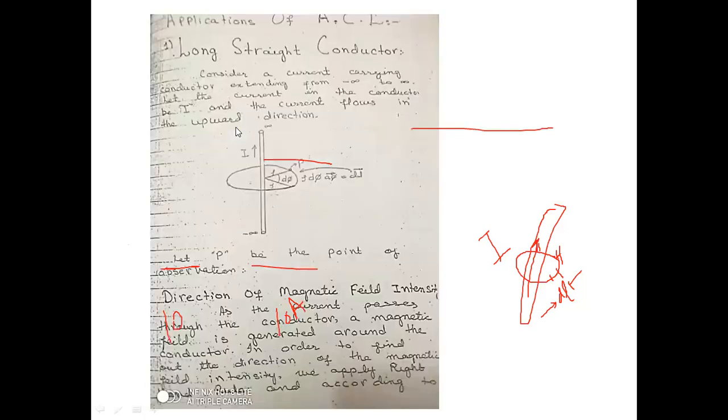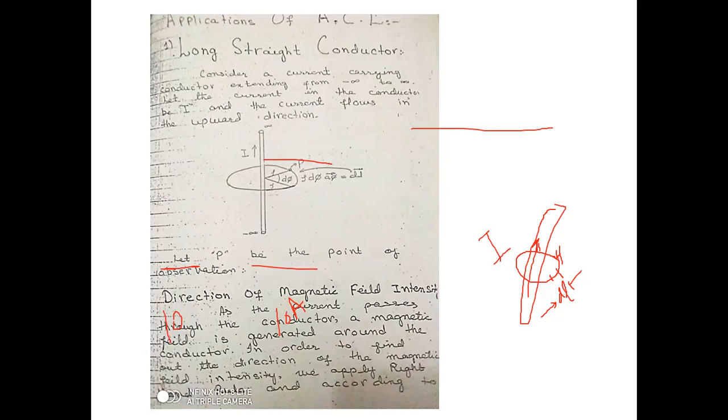Let's discuss more in detail. For example, we have a long, infinite straight conductor. Consider a current carrying conductor extending from minus infinity to plus infinity. Let the current in the conductor be I, and the current flows in the upward direction. This is the assumption. This is the closed path of the magnetic field intensity around that current carrying conductor. For example, P is the point of observation.